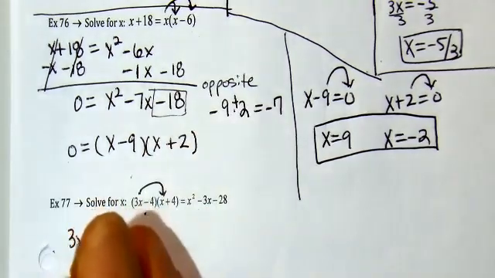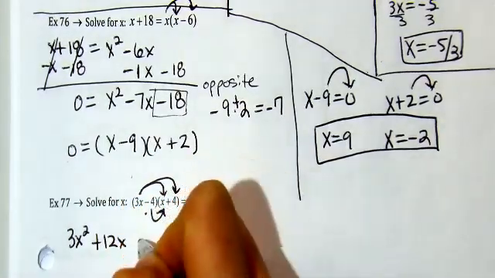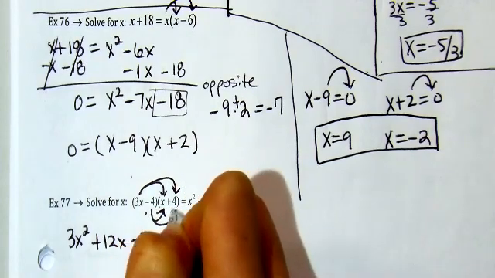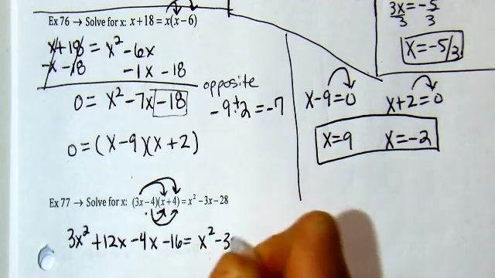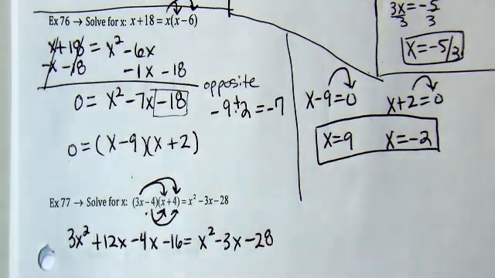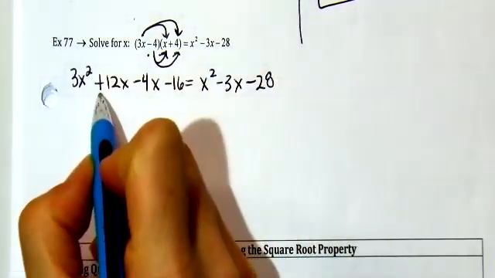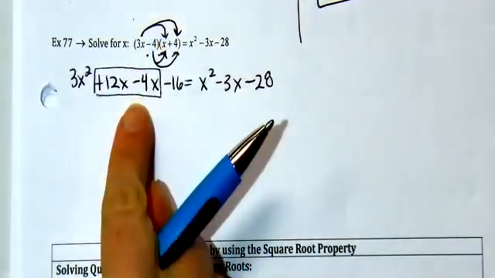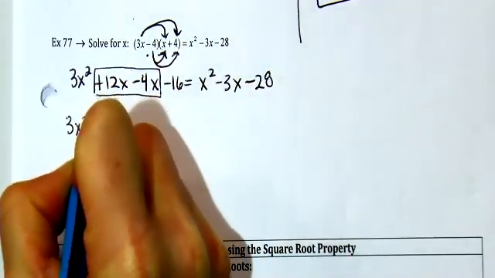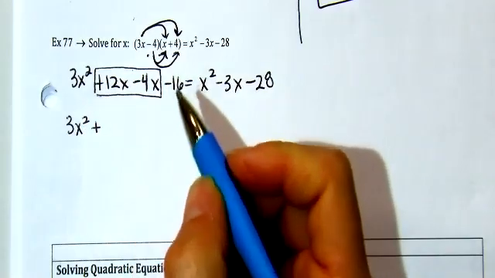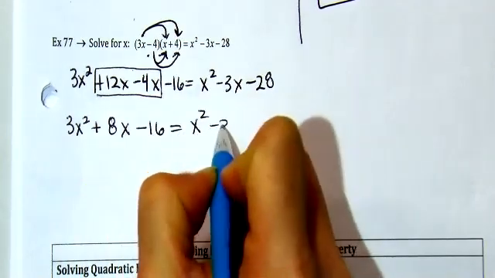3x times x is 3x squared. 3x times 4 is a positive 12x. Negative 4 times x is a negative 4x. And negative 4 times 4 is negative 16. And I'll just rewrite the right-hand side down, just copying it down. Okay, so from here, before I move things over, personally, I would go ahead and combine my terms. That way it's not a mess when you're combining. So 3x squared plus 12 minus 4 is 8, a positive 8x. And then again, I'll rewrite all this again.